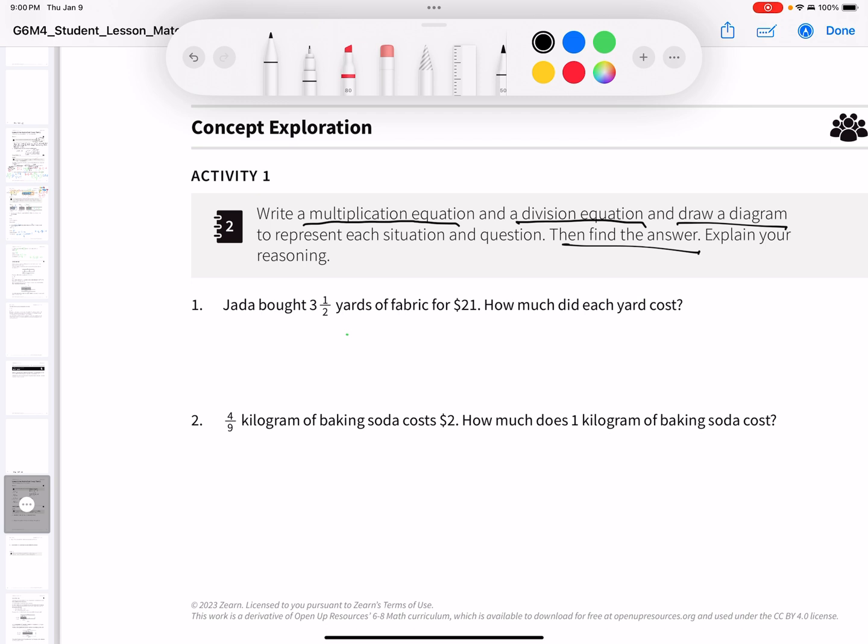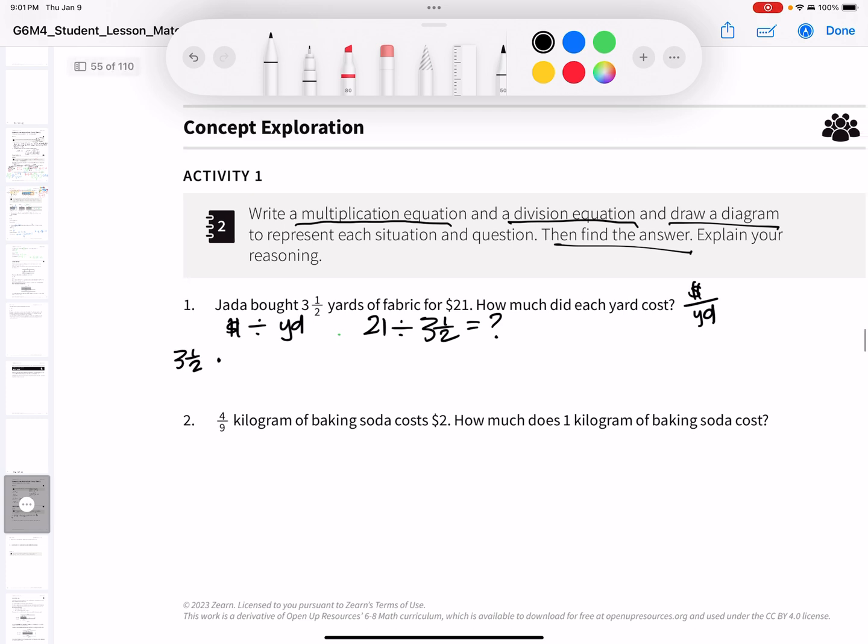So let's read this. Jada bought 3.5 yards of fabric for $21. How much did each yard cost? Okay, so we want to know the cost per yard. Cost per yard. So that means we are doing the cost divided by the yard. So the cost is $21 and the yards is 3.5. So our division equation is 21 divided by 3.5 equals something. So our multiplication equation is going to be 3.5 times something equals 21.